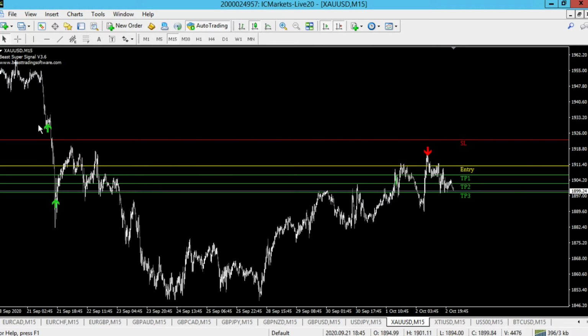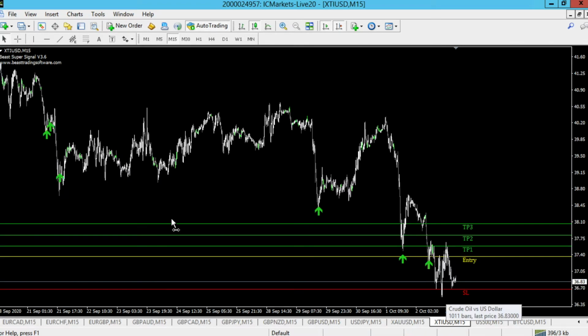Looking back into last week, we had a buy signal, which was a loss, but then we did catch a very nice buy signal, and we would have recovered our previous loss. And then into this week, we had a very good sell signal, which also just hit our take profit 3. For any of you guys who like to trade oil, oil has been pretty good lately as well.